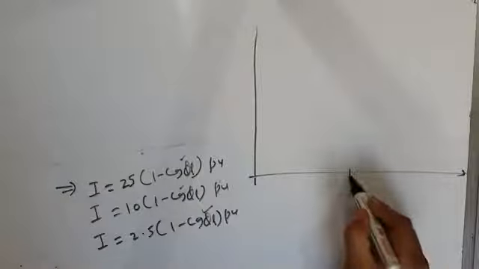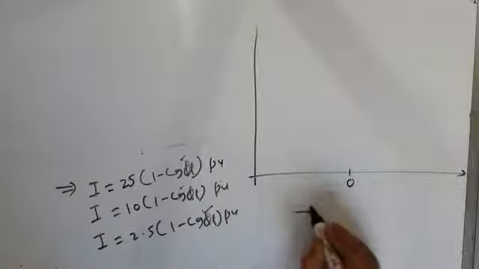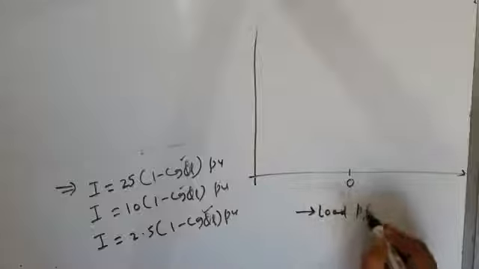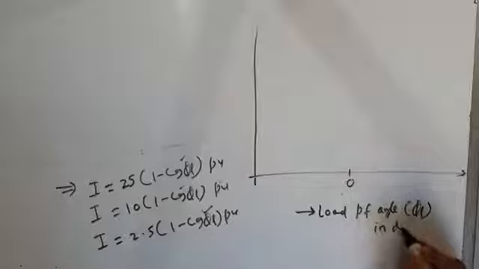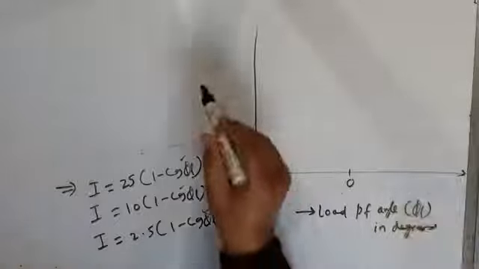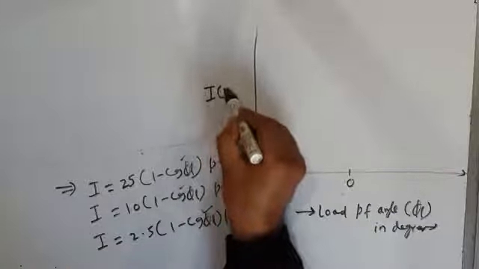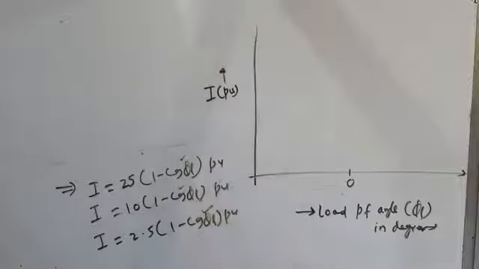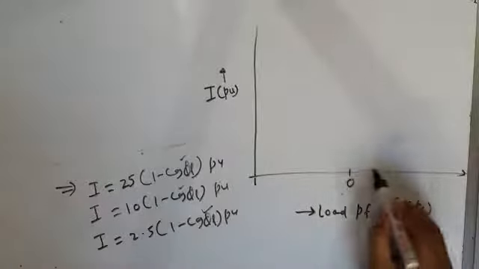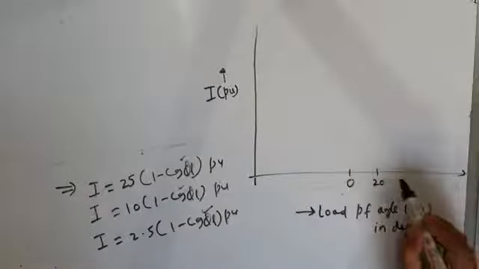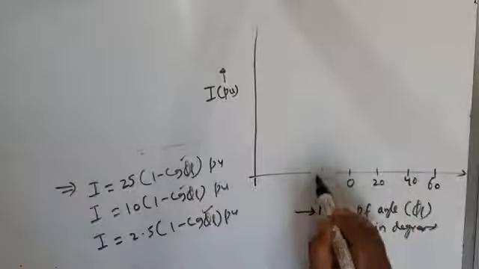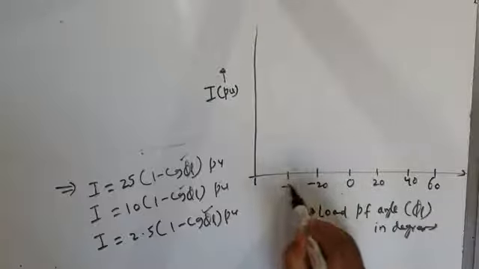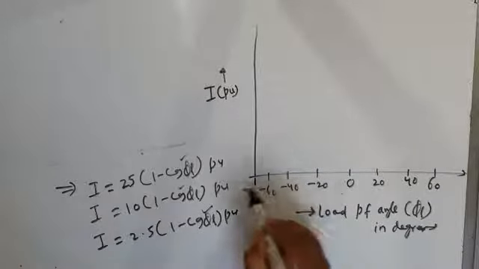Let us suppose load power factor angle is 0. This x-axis में is load power factor angle, that is phi L in degrees. ये मैं डिग्रीज में ले रहा हूँ, और y एक्सिस पे मैं I ले लूँगा फीडर करंट और लोड करंट in per unit, right. This is 0 degree. Let me take leading power factor angles 20 degrees, 40 degrees, 60 degrees. Similarly, minus 20 degrees, minus 40 degrees, minus 60 degrees, minus 80 degrees.